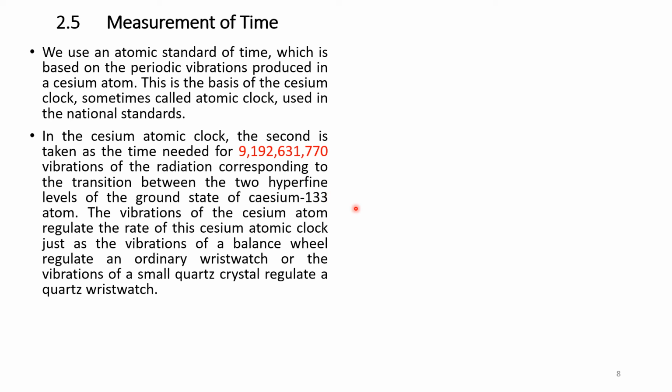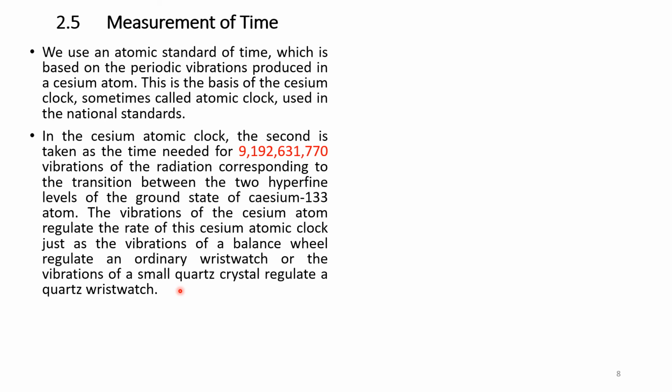In cesium atomic clock, the second is taken as the time needed for 9,192,631,770 vibrations of radiation corresponding to the transition between two hyperfine levels of ground state of cesium-133 atom. The vibrations of cesium atom regulate the rate of this cesium atomic clock just as the vibrations of a balanced wheel regulate an ordinary wristwatch or the vibrations of a small quartz crystal regulate a quartz wristwatch. So the basic principle is same as the normal wristwatch or a quartz crystal clock.